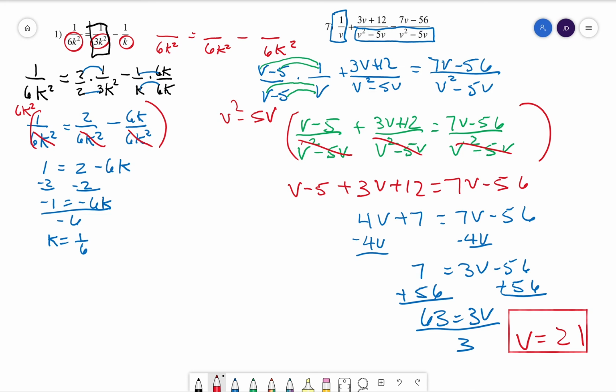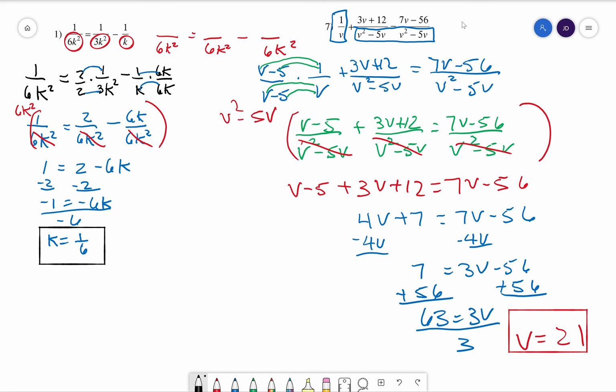Now, in both cases, you always want to make sure you plug back in your answer to make sure that you don't have any extraneous roots. But we can see up here in this first one, if we look at number 1, the only value for k that could possibly give me 0 in a denominator would be 0. And of course, we did not get 0, so we're okay. So what I'm saying to you is we're checking for extraneous roots.